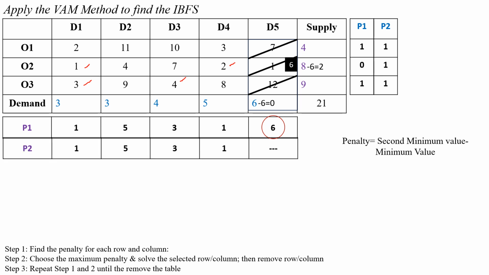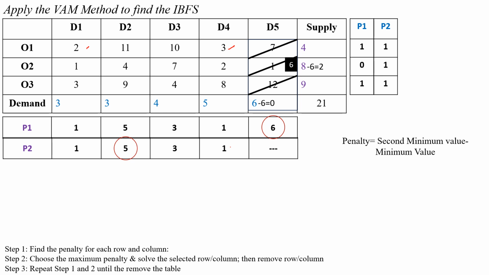Similarly for the columns, for the first column, penalty is 2 minus 1, which is equal to 1. For the D2 column, 9 minus 4, which is 5. And the D3 column, 7 minus 4, it is 3. And for the D4 column, 3 minus 2 which is 1. For the D5 column, it was removed, so no need to calculate the penalty. Among all the penalty values, the maximum penalty is 5 for the D2 column. So now we have to select the minimum value in the D2 column.